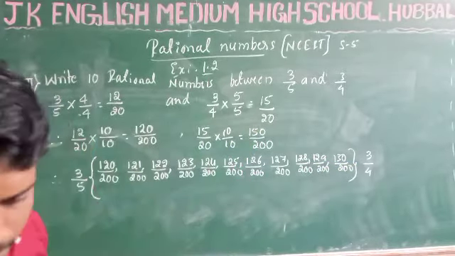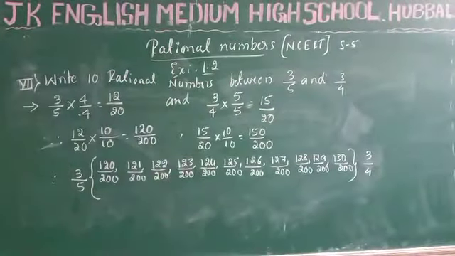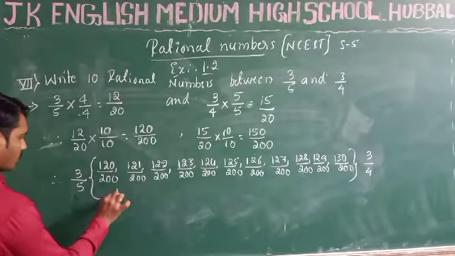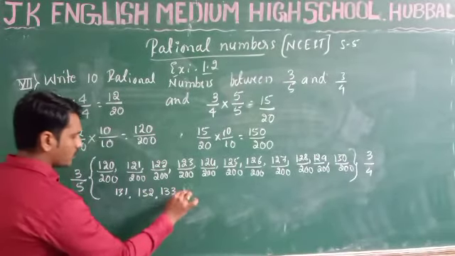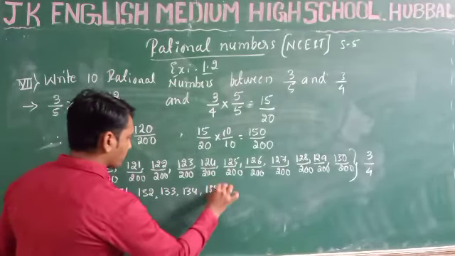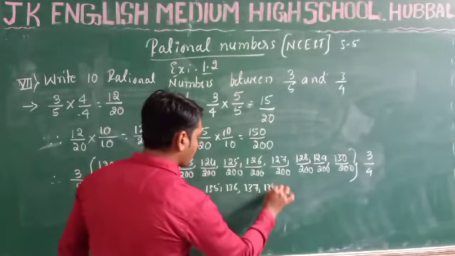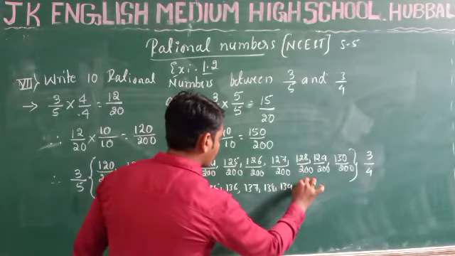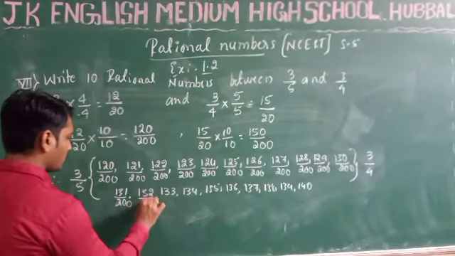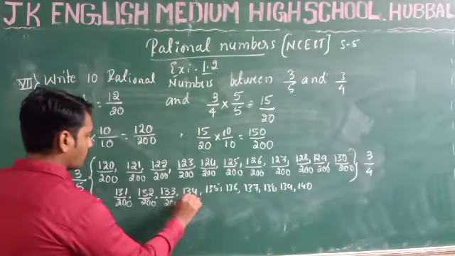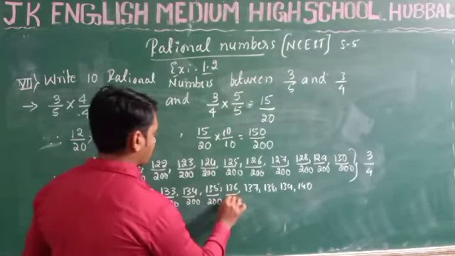Okay. So still how many can we write? Up to 150 we can write. 130 is there. 131, 132, 133, 134, 135, 136, 137, 138, 139, 140. So these are the extra rational numbers because he asked us only to write 10 rational numbers.